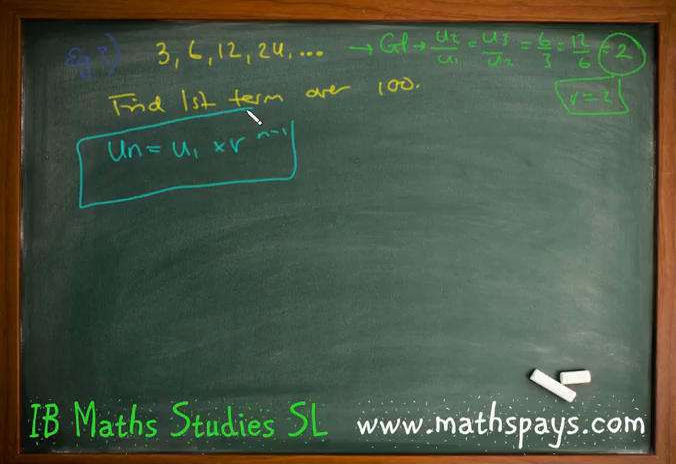So it's a formula. Now, we're looking for the first term over 100. What I'm going to do is put 100 equals, to see what the term's going to be. I'm going to put U1 there, and for r, I'm going to put the ratio we know, which is 2 to the power of n minus 1.